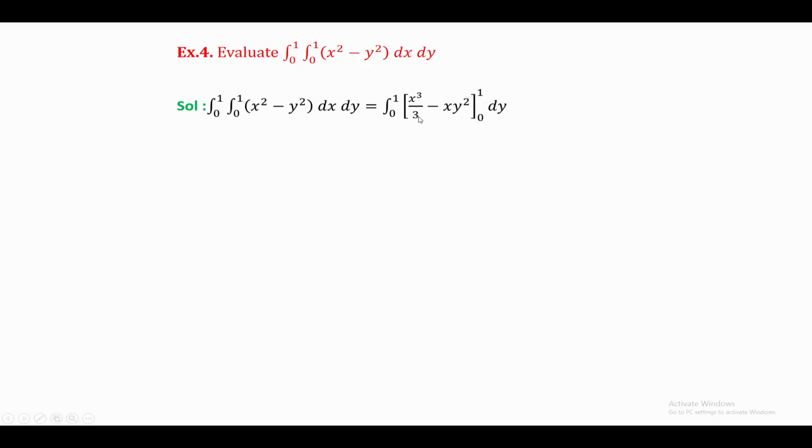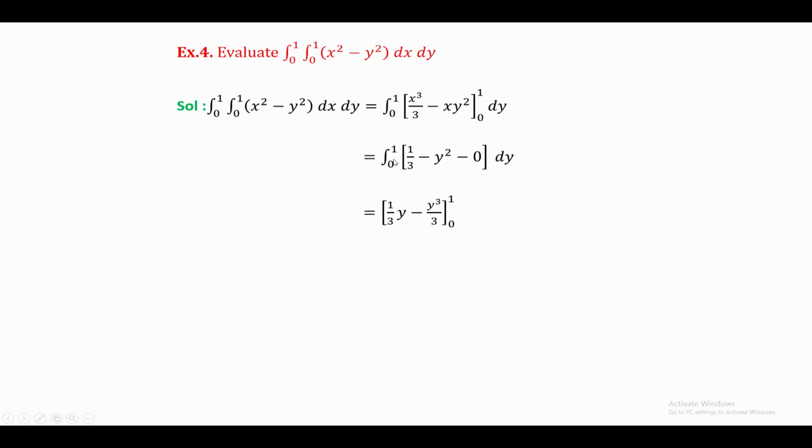Integration of x square is x cube by 3 minus y square (y square constant), integration dx is x, and limit from 0 to 1 dy. Now here first put value of x as upper limit 1 and then put value of x as lower limit 0. Equal to integration limit 0 to 1, put x is 1, so 1 by 3 minus y square, minus of, put value of x is lower limit 0, so this is 0 and this is also 0. So minus 0 dy equal to, now evaluate this integration with respect to y.